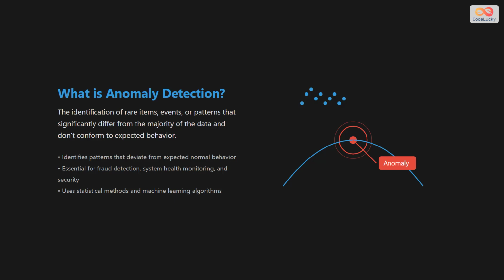Anomaly detection is the identification of rare items, events, or patterns that significantly differ from the majority of the data. In other words, it spots things that don't conform to expected behavior. Anomaly detection identifies patterns that deviate from expected normal behavior. It is essential for various applications, including fraud detection, system health monitoring, and security, using statistical methods and machine learning algorithms to pinpoint unusual occurrences.